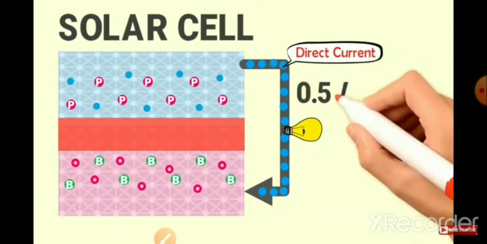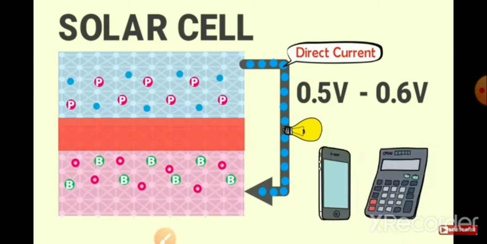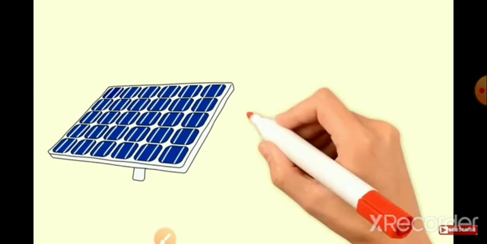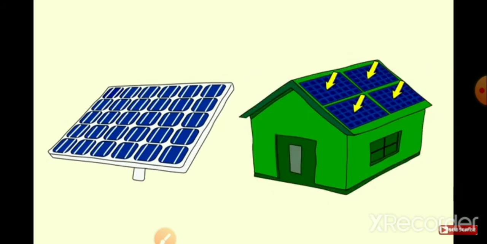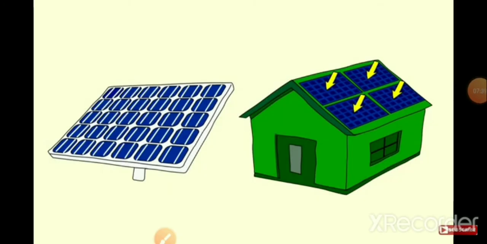One solar cell can give 0.5 to 0.6 volt. It means a cell is enough to charge a calculator or a cell phone. Further, the electricity will be supplied to, this is a solar panel, already I have shown you. Now here we can see how from solar panels the energy is sent to the home.